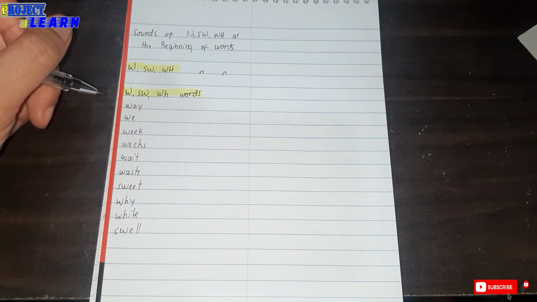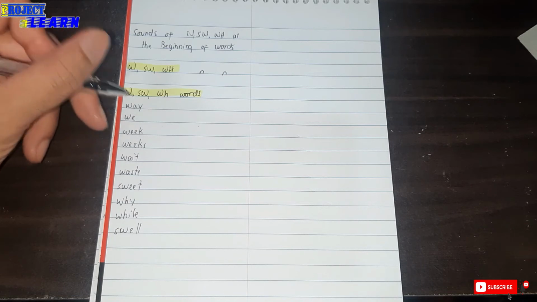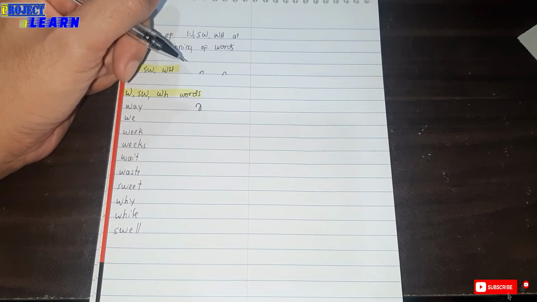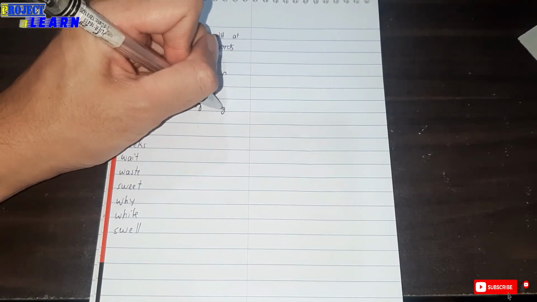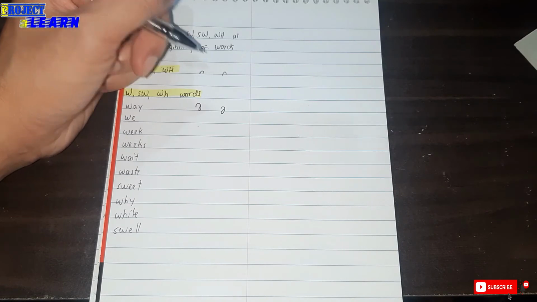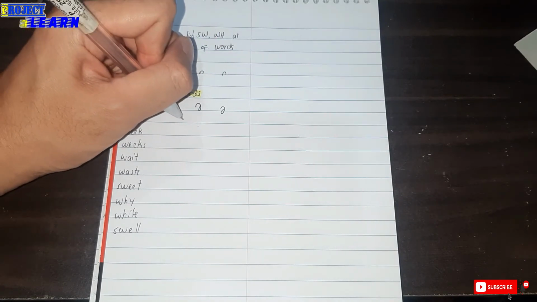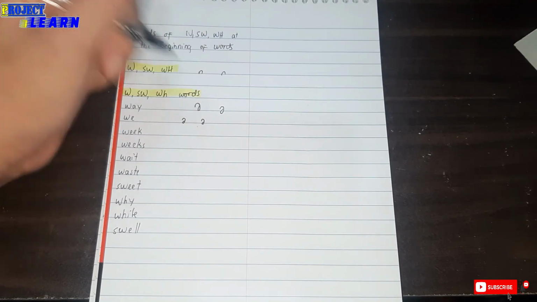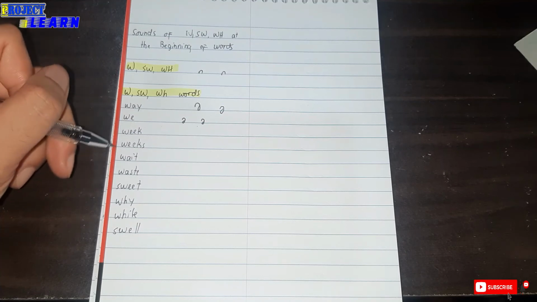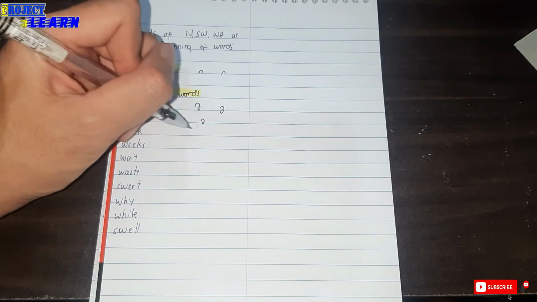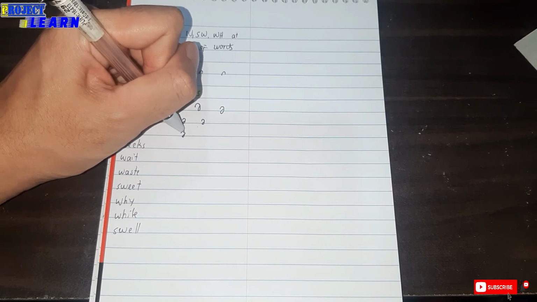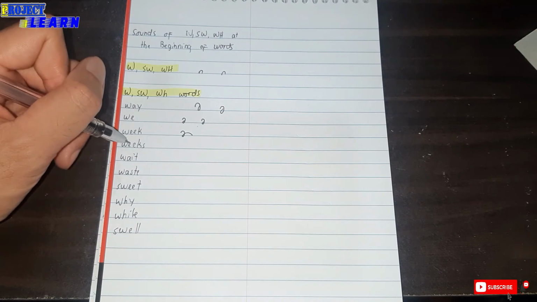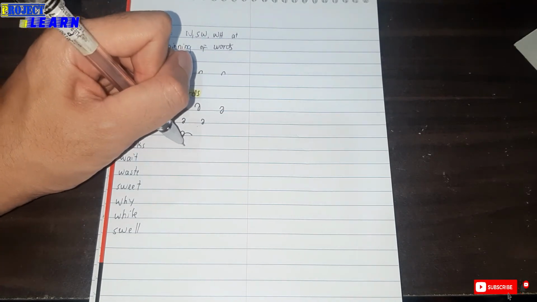So, let's write it in shorthand. Let's spell the word W-A, way. We have W-A, way. Next, we have we. W-E, we. Next, we have week. W-E-K, week. So, in shorthand, W-E-K. Next, weeks. Spelling, W-E-K-S, weeks.